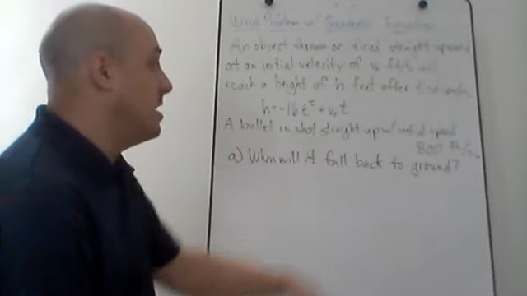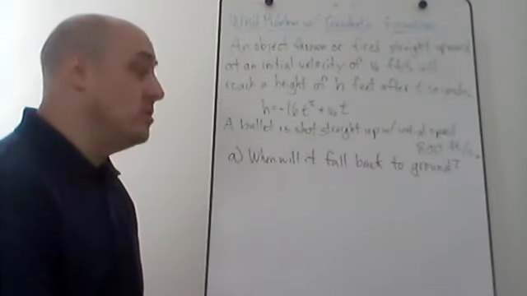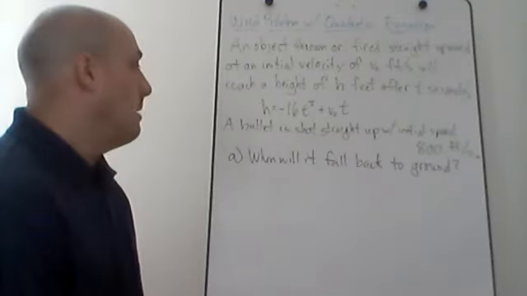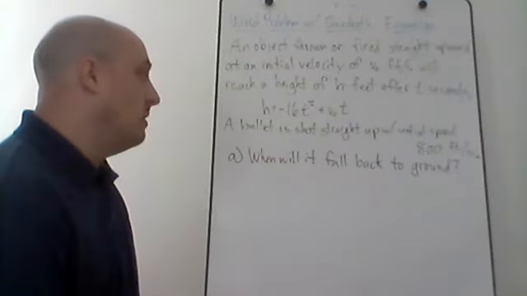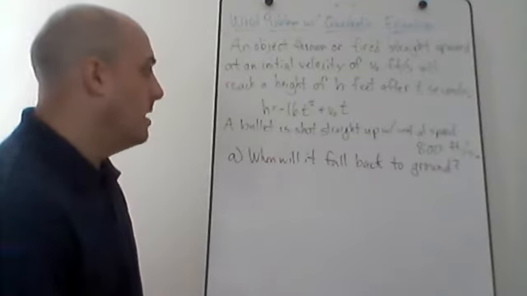So we have a bullet that's shot straight up with an initial speed of 800 feet per second. And what we want to know for the first part here is when will it fall back to the ground? It seems pretty straightforward.